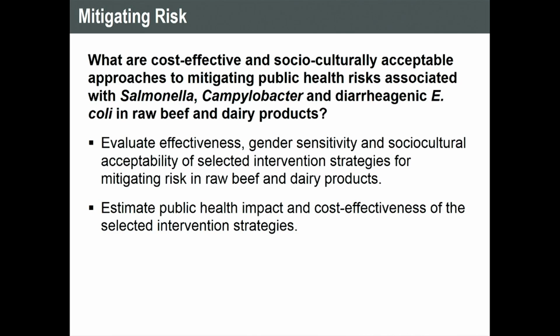So the second pillar of the study is mitigating risk. And here, as I said before, we're going to be developing cost-effective and culturally acceptable approaches. So there are 2 things that we're going to do. We're going to actually evaluate the effectiveness of these 4 mitigation strategies, 2 in the beef value chain and 2 in the dairy value chain. And then we're going to use risk assessment to estimate the public health impact. And then we're going to do cost-benefit analysis to estimate the feasibility of implementing these strategies wide scale.